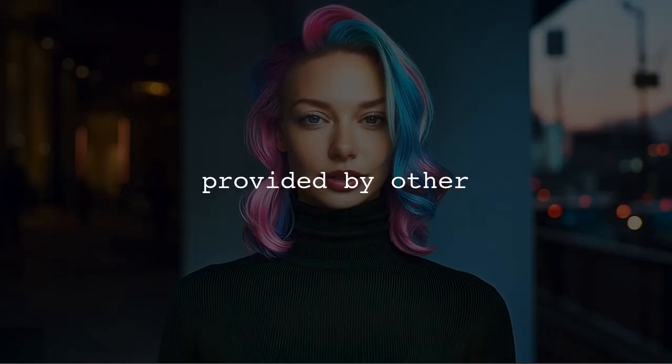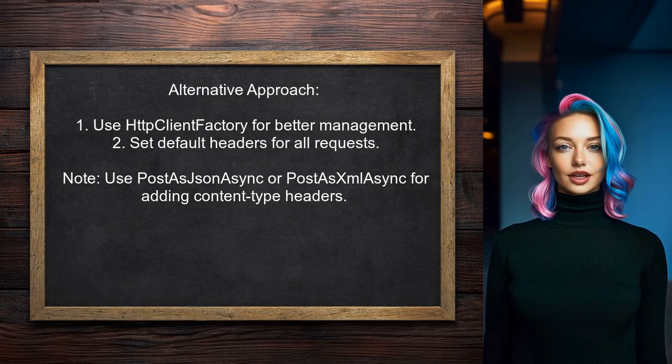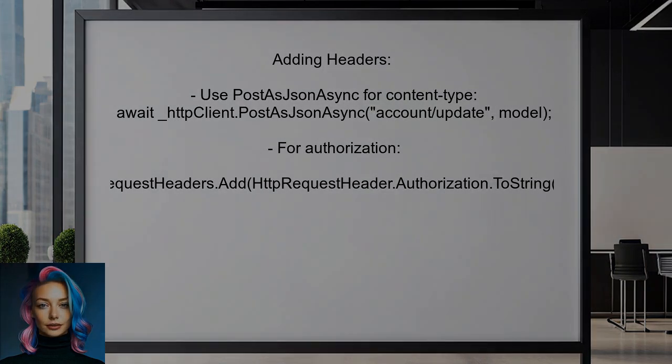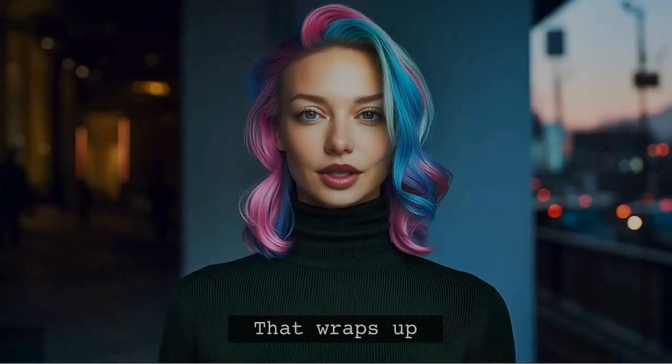Now, let's look at the answers provided by other users. An alternative approach suggests using HTTP Client Factory for managing your HTTP client instances. This method allows for the reuse of HTTP messages from a pool, making it ideal for setting default headers that apply to all requests. For adding a content type header, you can use PostAsJsonAsync or PostAsXmlAsync methods. However, for authorization headers, the user recommends adding them directly to the default request headers. That wraps up that answer.